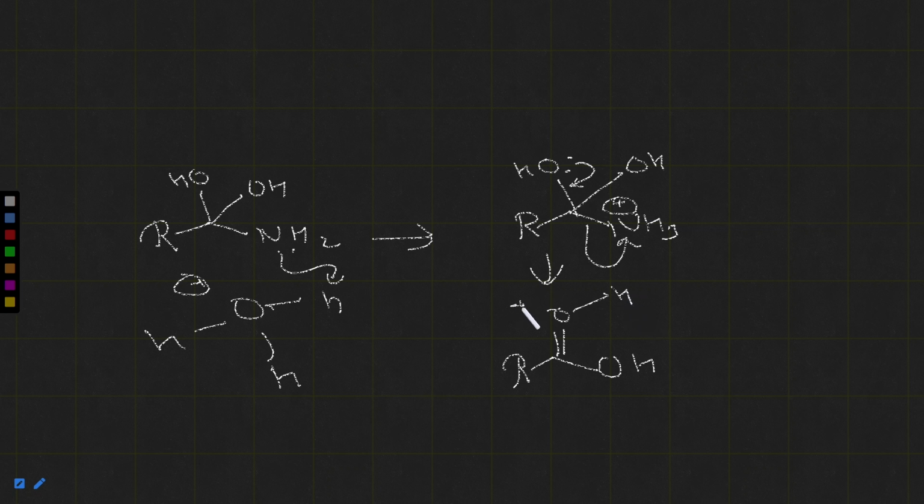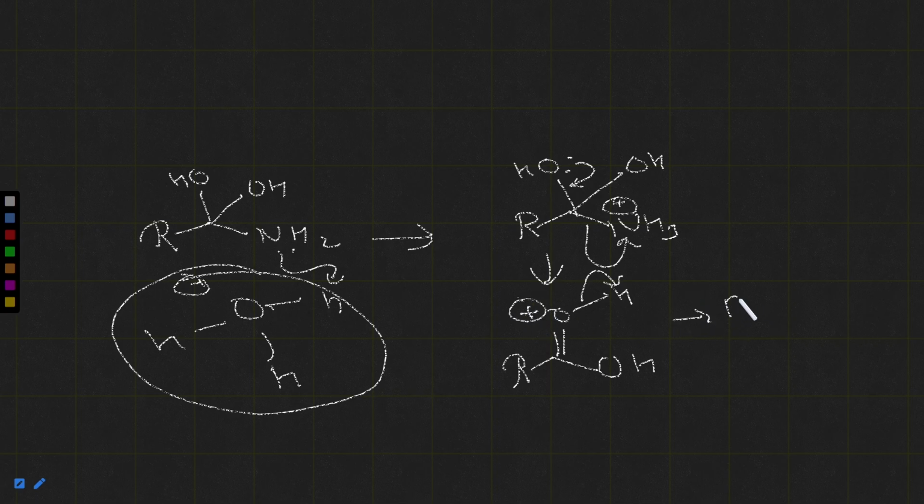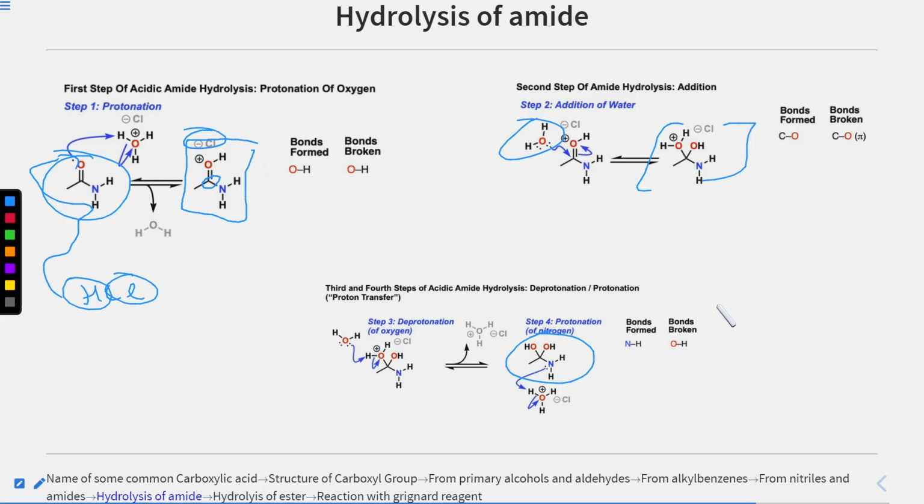Now we have again protonated oxygen. Since it is acid catalyzed, initially it has donated one hydrogen, so it will be taken back, and that would result in your carboxylic acid. So that is our mechanistic part of the hydrolysis of amide.